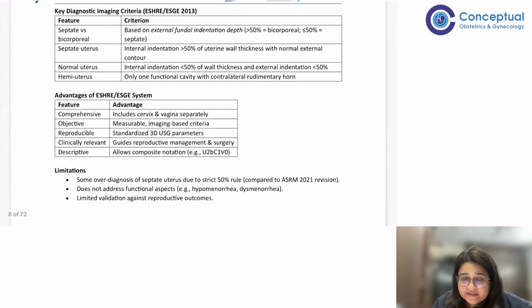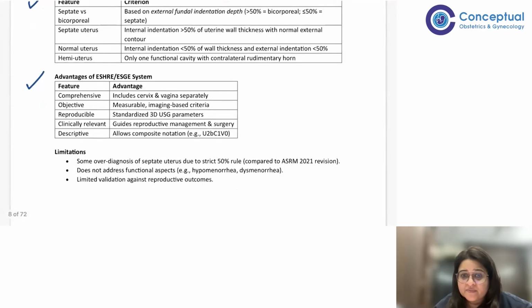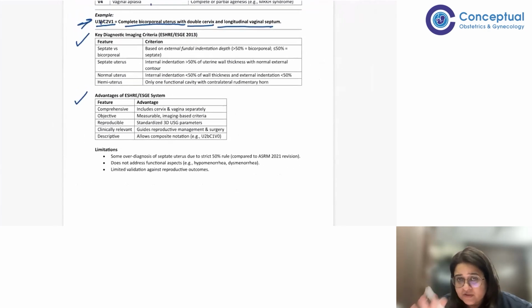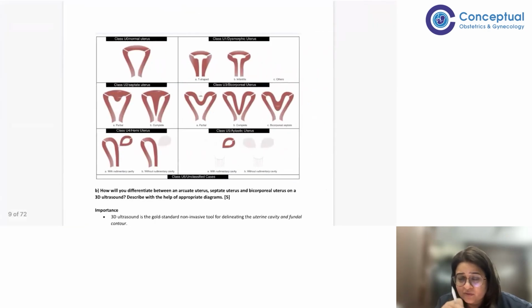Now, just to complete the answer, this is just a summary table. Then this is an advantage of the ESHRE system. It is comprehensive, objective, reproducible, clinically relevant, it is descriptive. However, sometimes it does not address the functional aspects, and overdiagnosis may happen. So some limitations I've also mentioned, although this was not asked in the question. And as I said, don't worry, all this will be uploaded by tomorrow on the app.